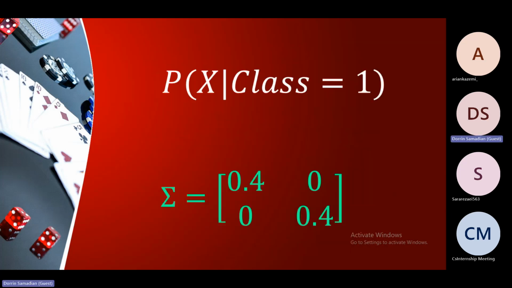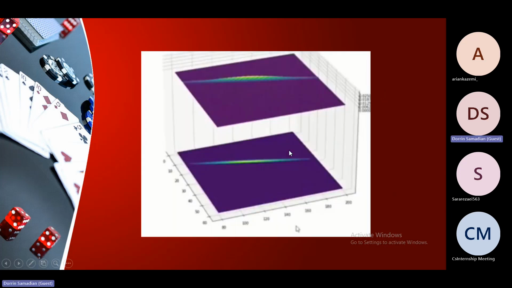Now, look at another example in which we have kept the covariance matrix the same, and we've got the correlation coefficient of 1. See what I mean? As you can see, the shape of the matrix has changed, and the spread of the matrix has changed too.